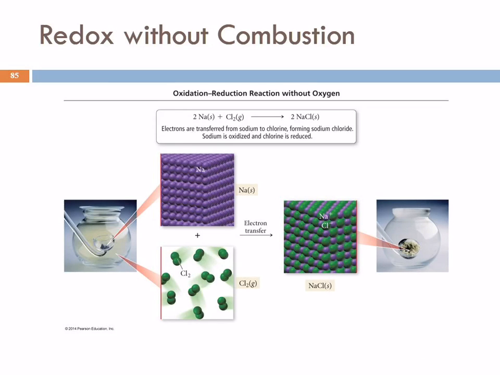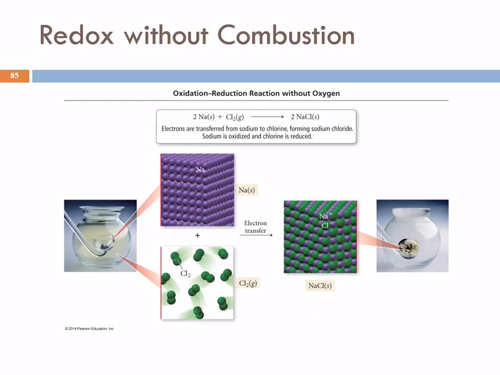You can also have an oxidation-reduction reaction that does not involve oxygen. When it has oxygen in it, it's called a combustion reaction. When sodium and chlorine react, they form sodium chloride. So you have two elements, and then you end up with an ionic compound. The sodium is an atom here, and it's an ion there.